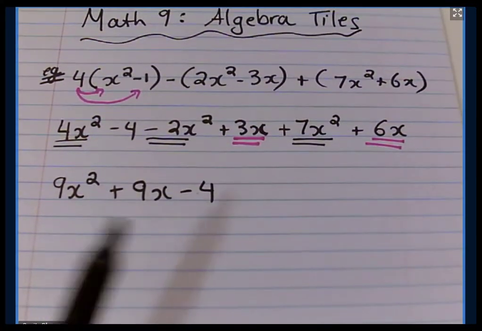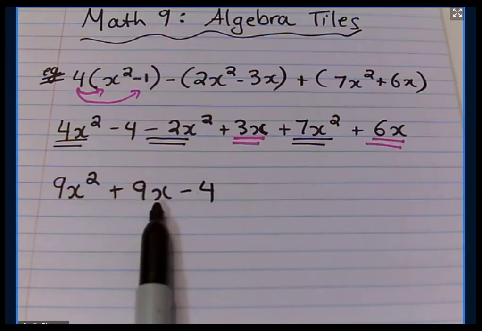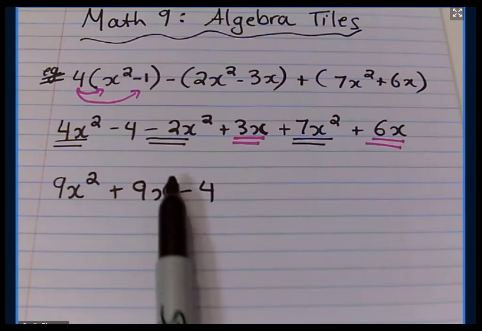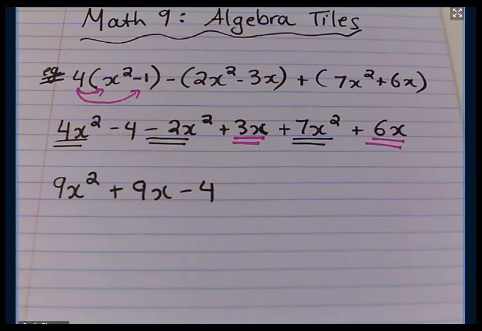All right, notice again, when I put my answer here, I've done it in descending order of our exponents. So x to the power of 2, then we have x to the power of 1, and then our constant with no variable, so basically x to the power of 0. All right, so that was a quick recap on adding and subtracting polynomials.